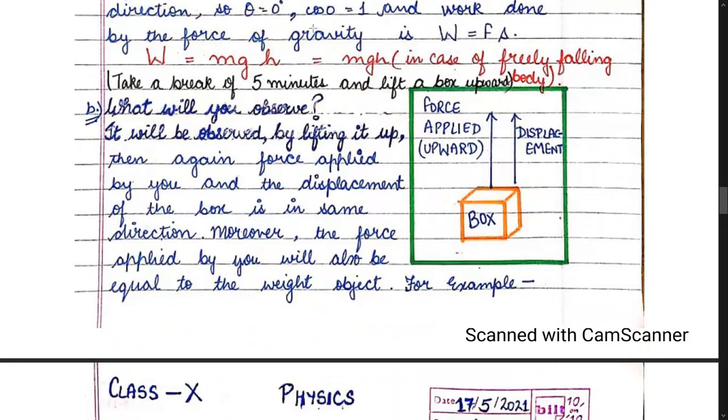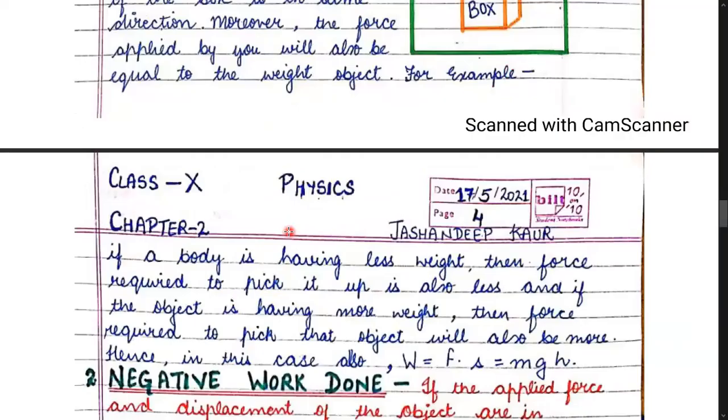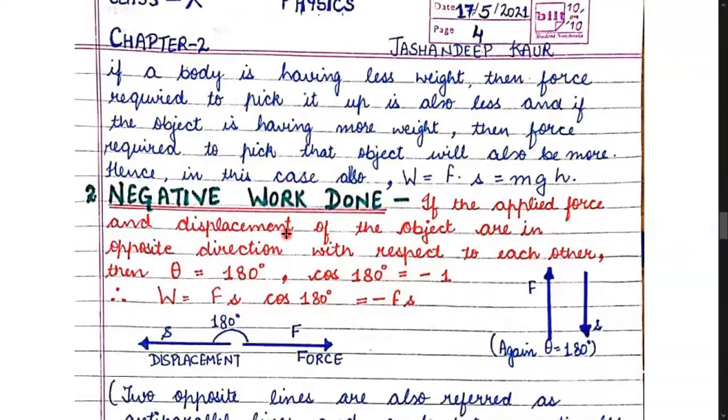So children, if you lift your bag or your geometry box or your mobile phone, all these are examples of positive work done. And one more thing, class, whenever an object is falling down, the work done by the gravitational force, or you can say the work done by the weight of a body, is given by the formula mg into h.